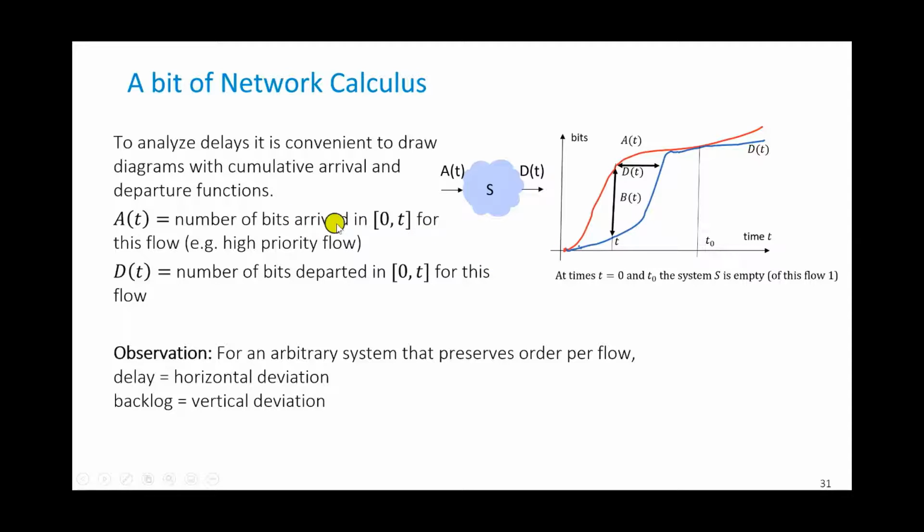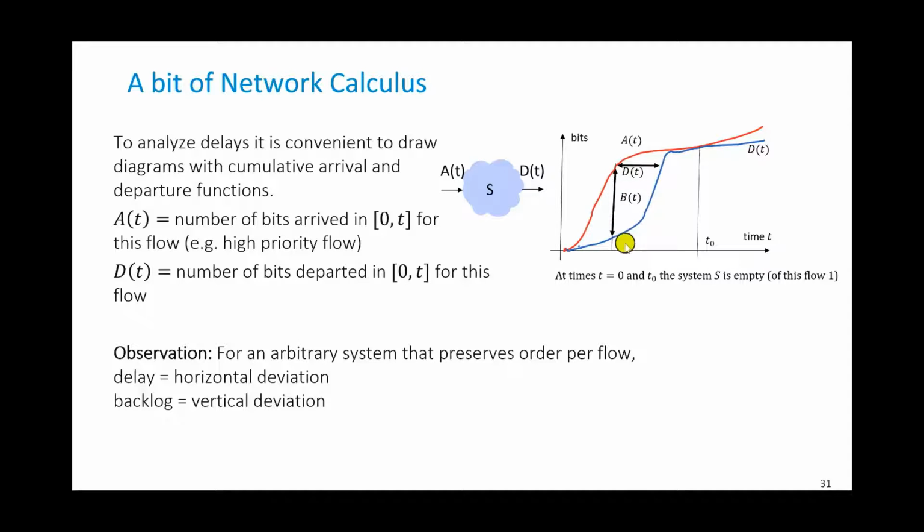And A of t is the number of bits of this flow that we have observed between time 0 and t. So it's an integral of all the packets that you've seen, counted in bits here. And D of t is the same when I count at the departure here. Why is it interesting to do this? Because if I plot this, I immediately see 2 things, delay and backlog.